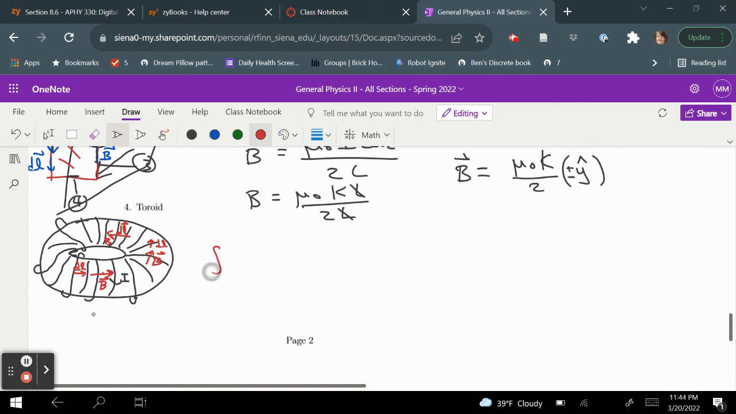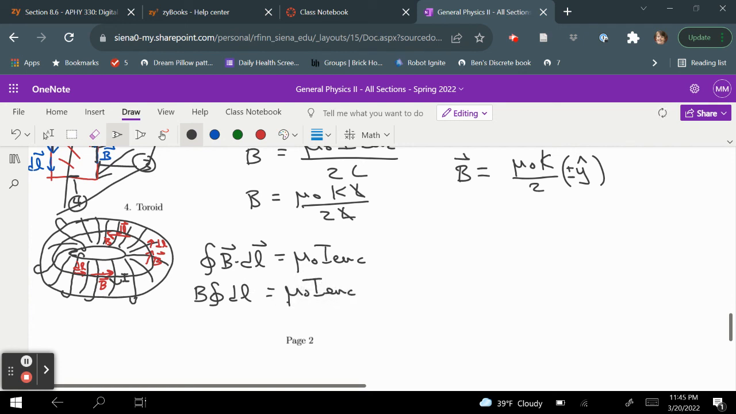So if I think now about, let's go back into black again, closed loop B dot DL is equal to mu naught I enclosed. So my B is going to be a constant inside my toroid. If I pick a radius like that, my B is going to be the same inside there around that DL. So I can pull that B out, and I'm just going to have closed loop DL, so I'm going to have B times 2 pi r. And this is going to be my Amperean loop out to there, with radius r. Now that's mu naught I.